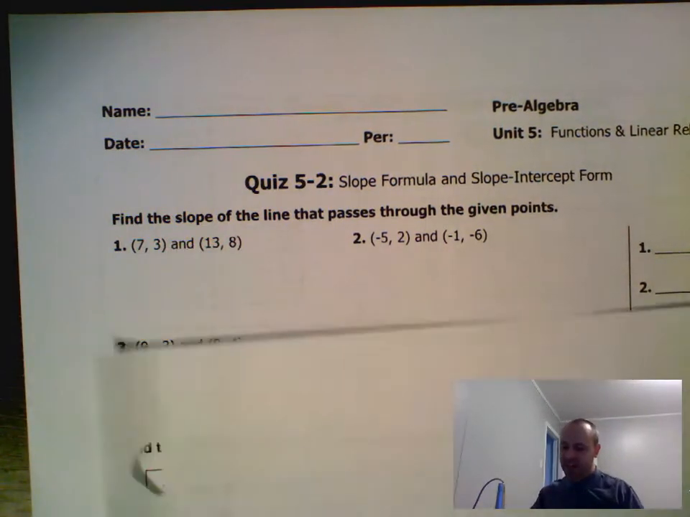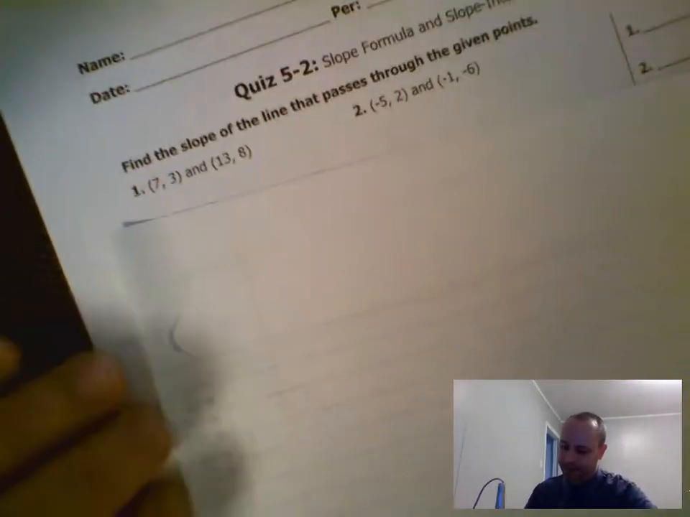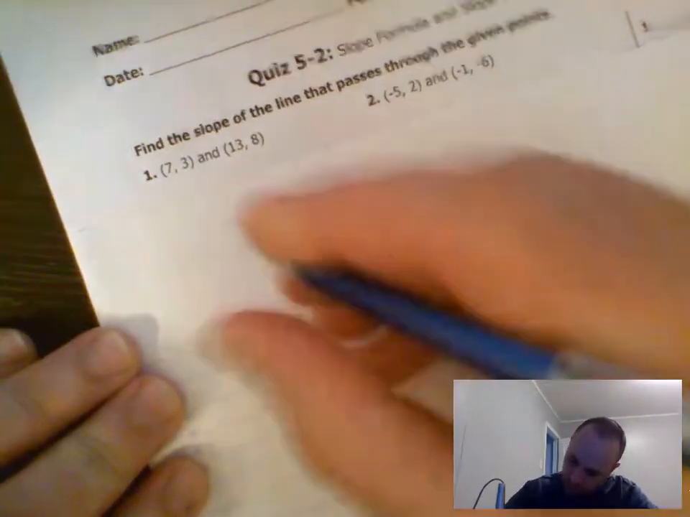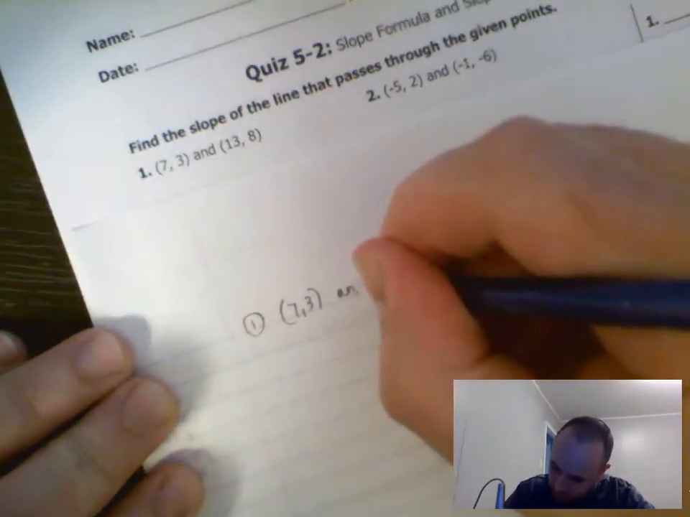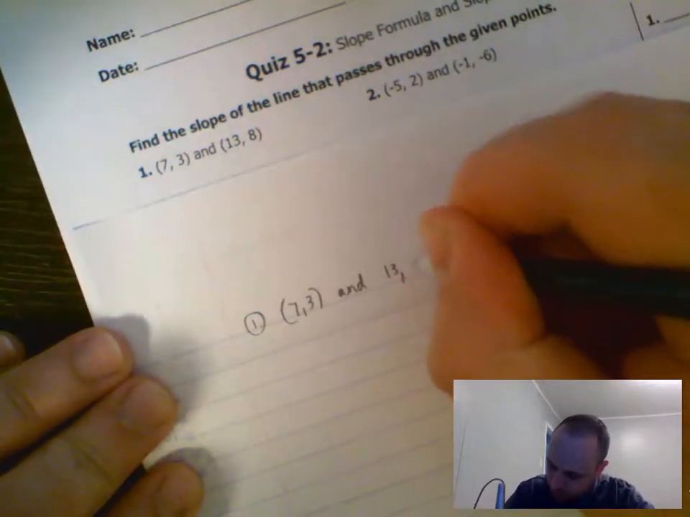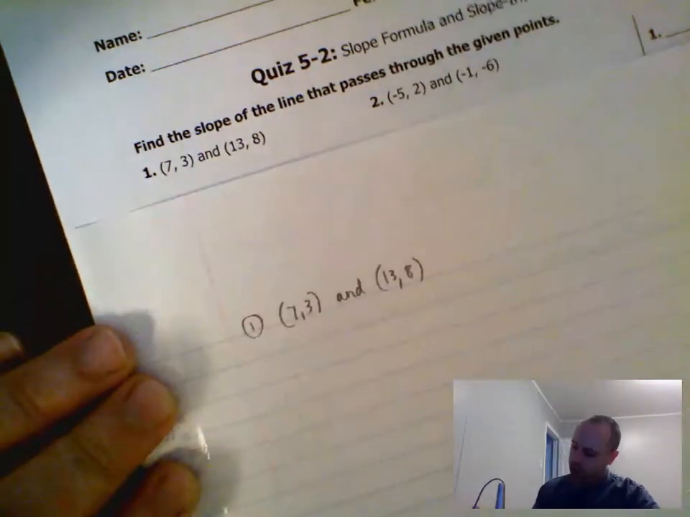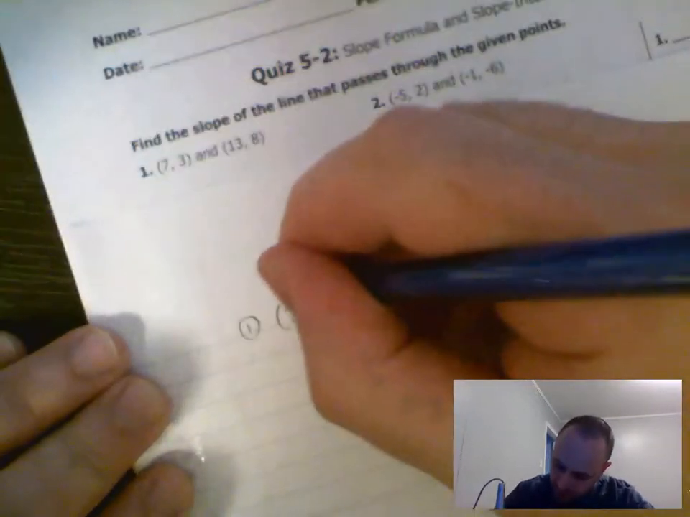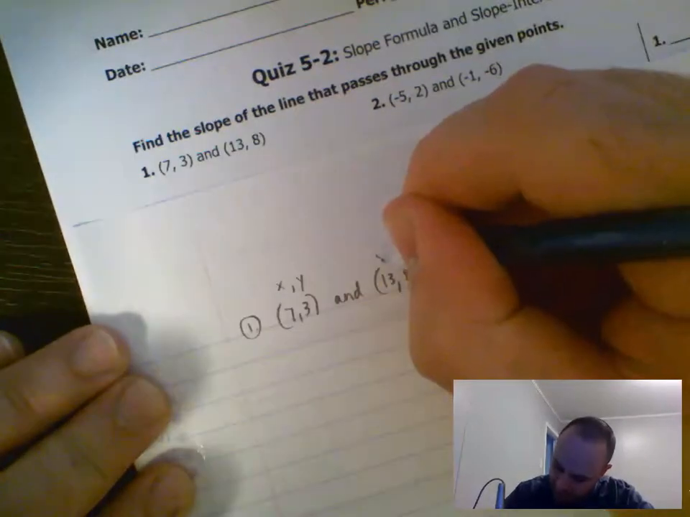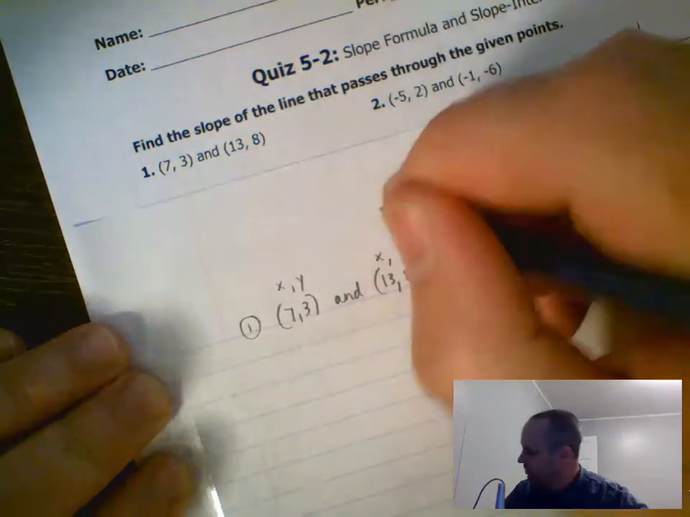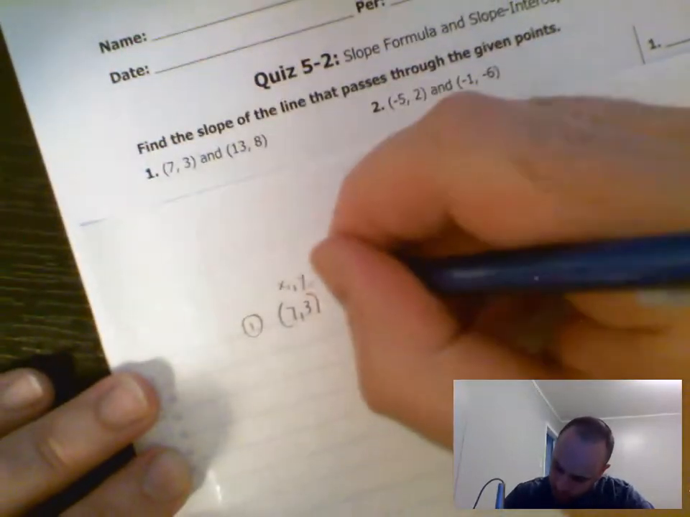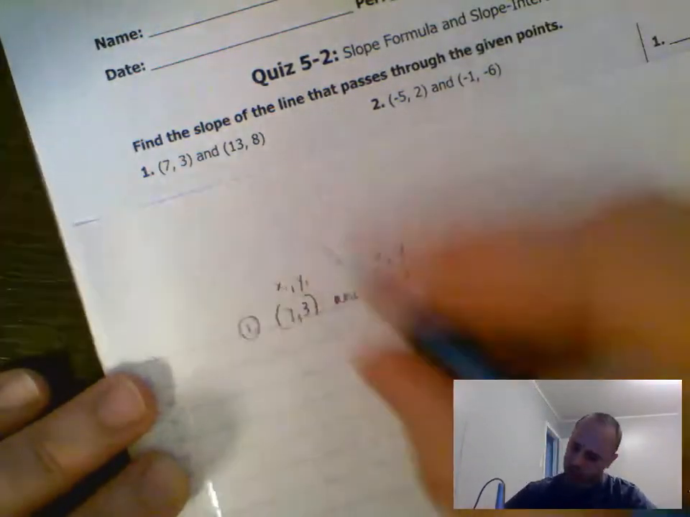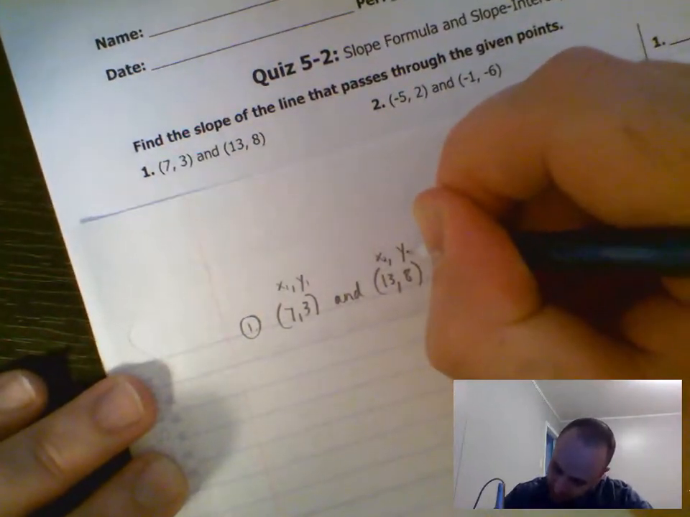All right, so let's take a look at number 1. Find the slope of the line that passes through the given points. Well, we know that points are always labeled x comma y. The x always comes first, the y always comes second. So we're going to call this x1 and y1, and we're going to call this one x2 and y2.